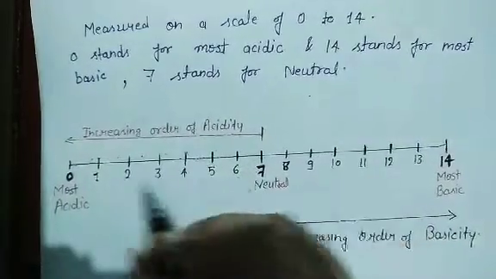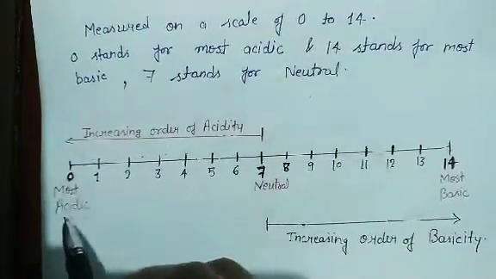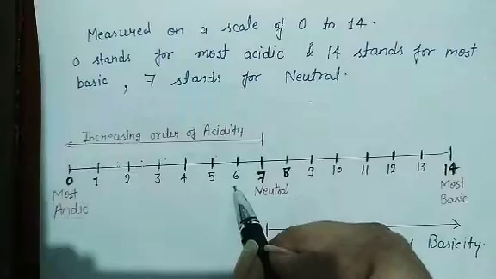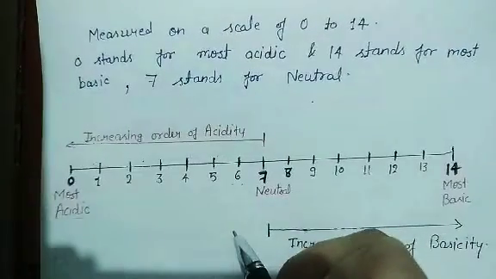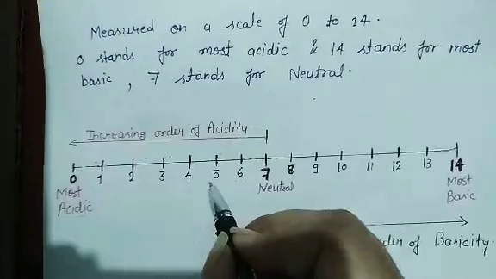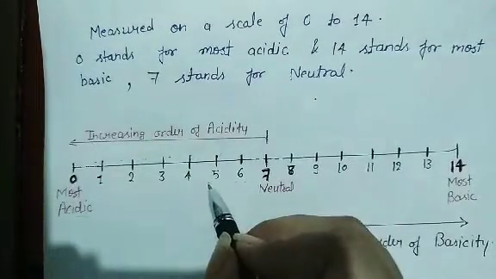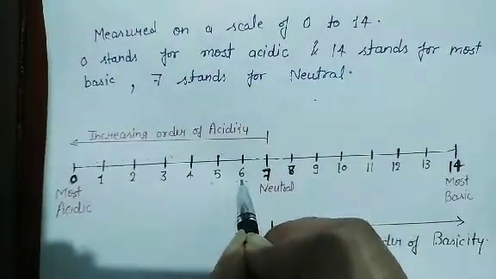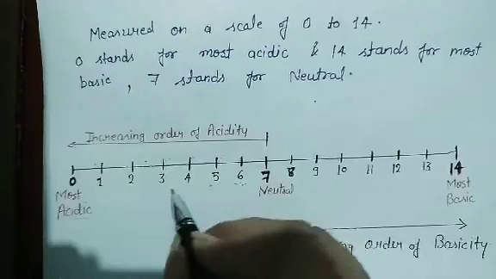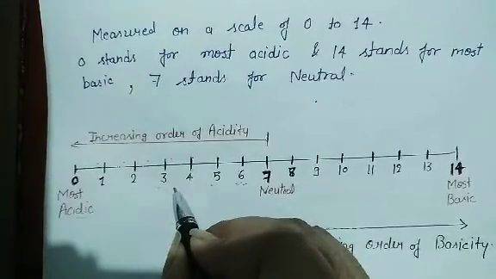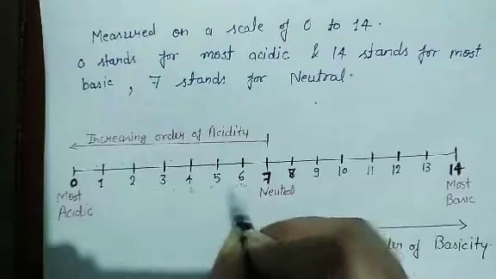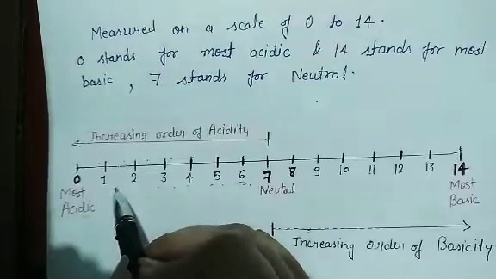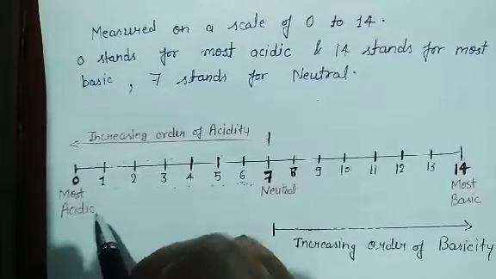And here you can see the increasing order of acidity. That means the lower the pH value, the higher will be the strength of the acid. An acid with a pH value of 6 will be a very weak acid. An acid with a pH value of 5 will be stronger than the acid with a pH value of 6. An acid with a pH value of 3 will be stronger than all three of these, whereas an acid with a pH value of 1 will be a very strong acid.